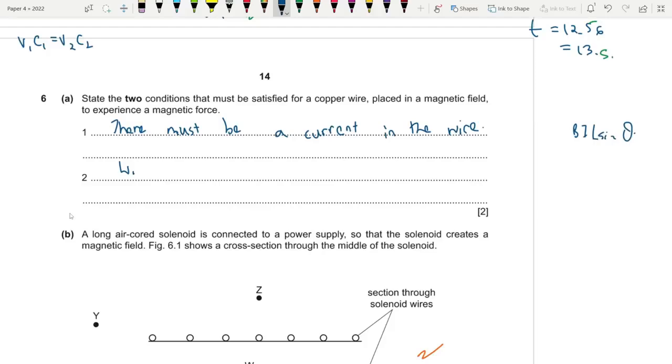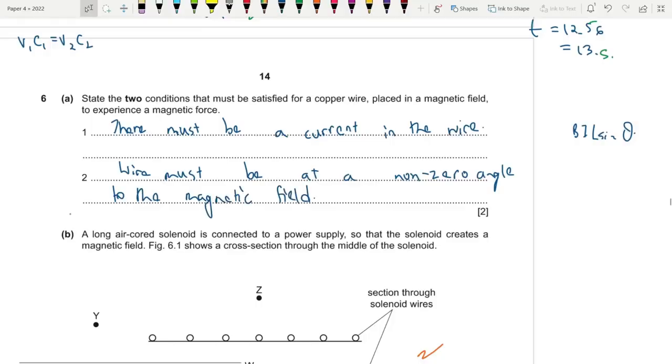So the wire must be at a non-zero angle. Basically, it can't be parallel to the magnetic field. All right, those are the conditions.